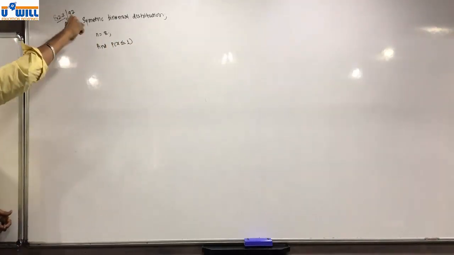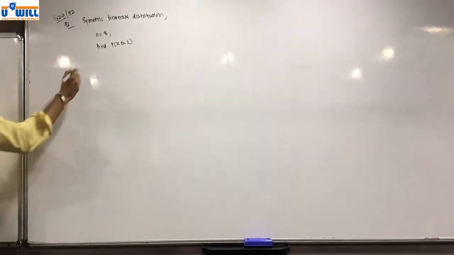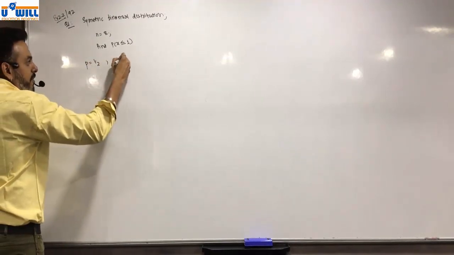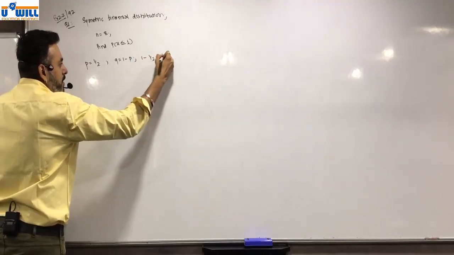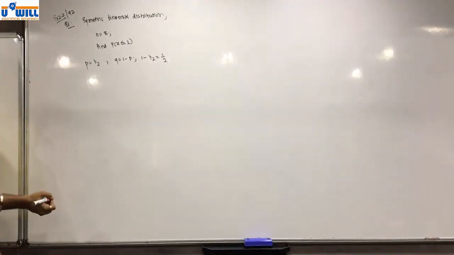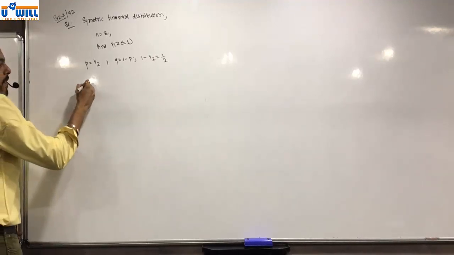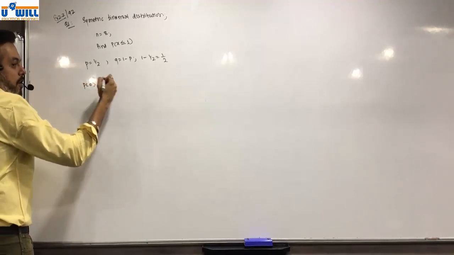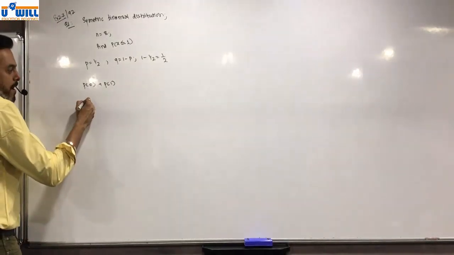It is a symmetric binomial distribution. Your last property, p is equal to 1/2. Therefore, q is equal to 1 minus p, which is equal to 1 minus 1/2, that is 1/2. Understood this? Okay, what do we have to find out? Probability of 0 plus probability of 1. Understood this? Now, first we find out probability of 0.